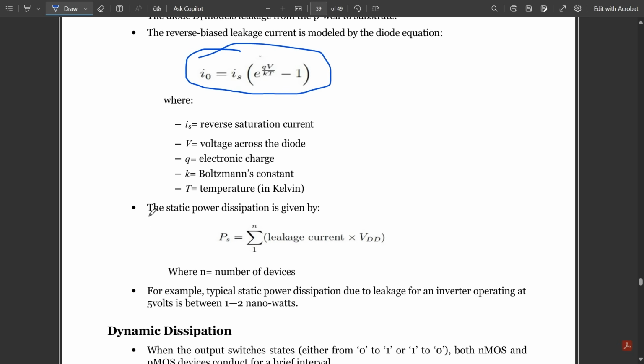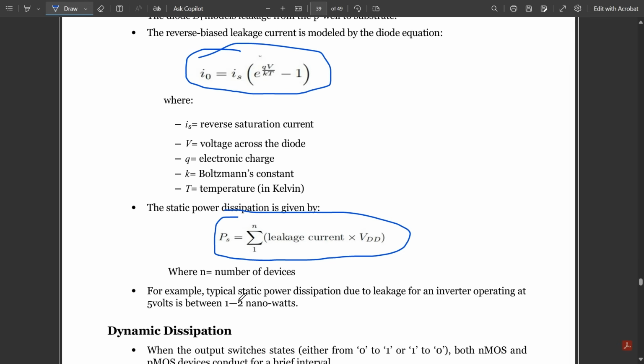The general equation for static power dissipation is given by Ps is equal to the summation, with n going from 1 to n, of leakage current into VDD. The leakage current takes part here, where n is the number of devices.